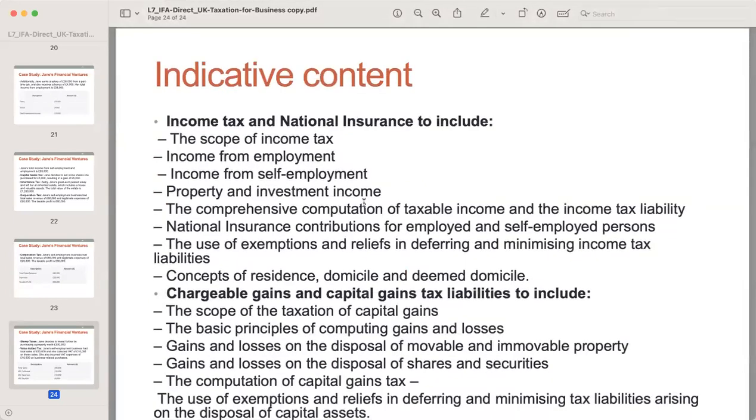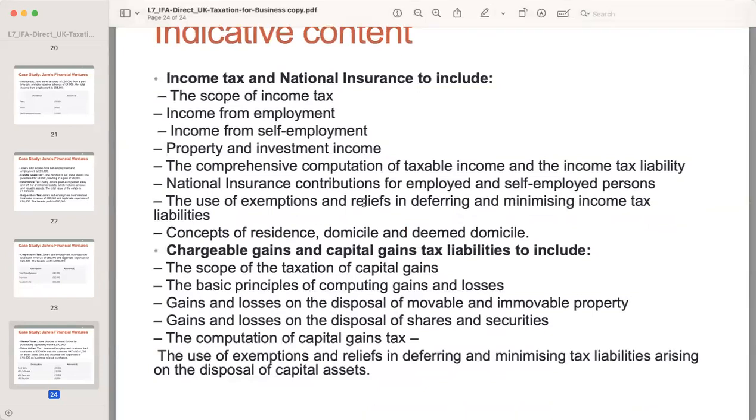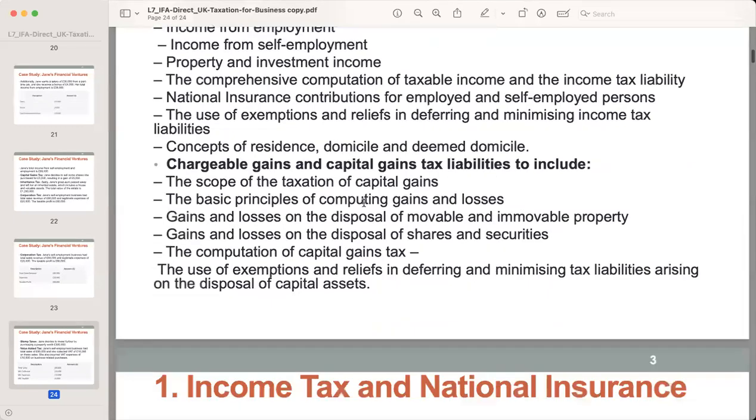We discussed chargeable gains and capital gains tax liabilities, including the scope of taxation of capital gains, basic principles of computing gains and losses, gains and losses on the disposal of movable and immovable property, gains and losses on the disposal of shares and securities, the computation of capital gains tax, and the use of exemptions and reliefs in deferring and minimizing tax liabilities arising on the disposal of capital assets.